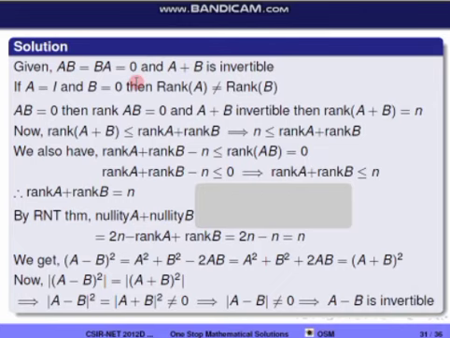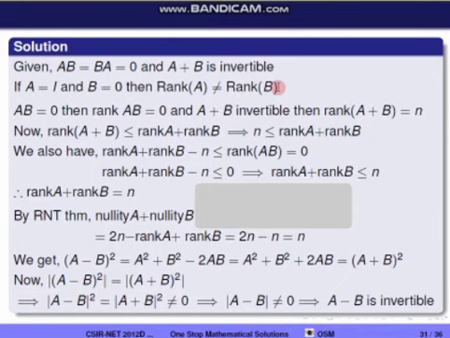So first option is asking whether rank of A is equal to rank of B. If I take A is equal to I and B is equal to 0, it is satisfying these two conditions. But we get rank of A is not equal to rank of B. So the option 1 is not always correct.